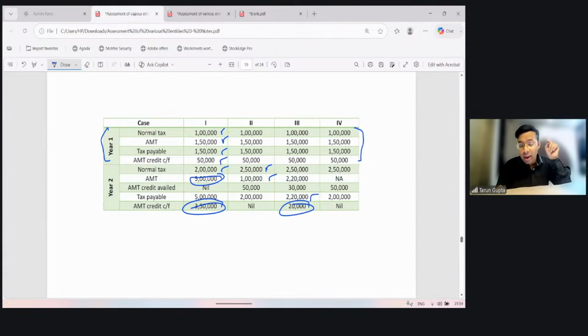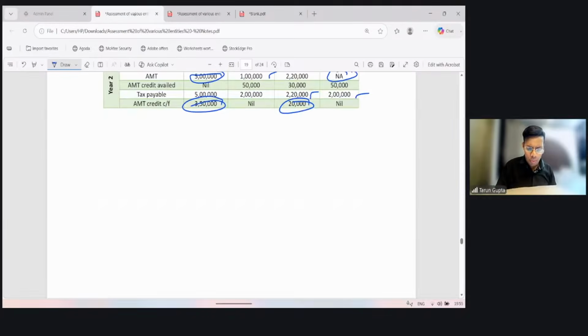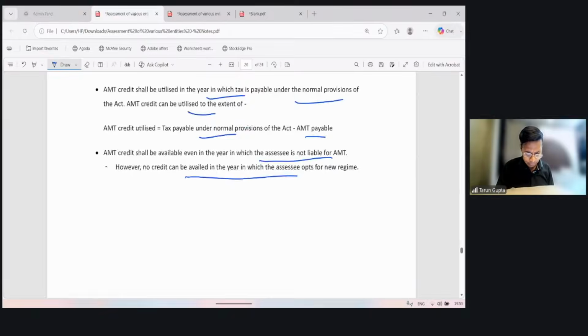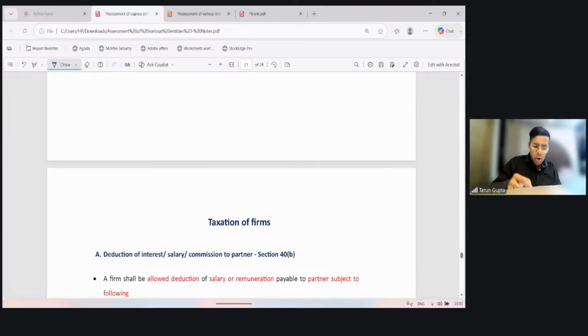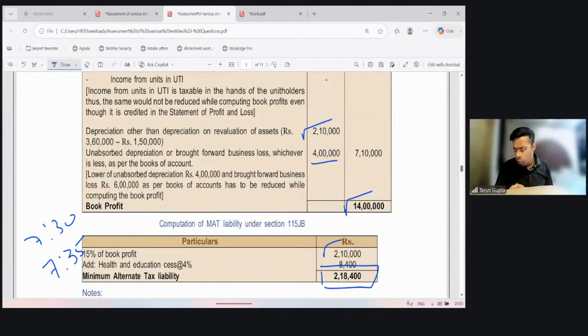Case 4, there is no AMT applicable in this year. So the AMT credit whichever is there, 50,000, shall be adjusted against the normal tax of 2,50,000. So you will pay 2 lakh and the AMT credit carried forward shall be nil. So hope it's clear. So this was about AMT. Whenever you see a question where there is a deduction on account of Part C of Chapter 6A except 80P, or 10AA or 35AD, you must get conscious that there is applicability of AMT.